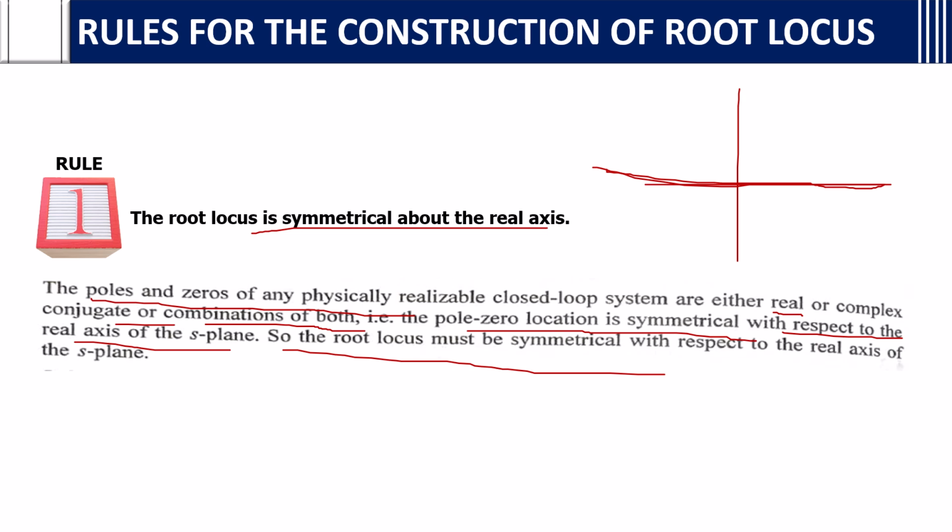What they are telling, the poles and zeros of any closed loop system are either real, or complex conjugate, or both real as well as complex conjugate. It can only be real, it can only be complex conjugate, or it can be both. So the pole zero location is symmetrical with respect to the real axis of the S-plane. So the root locus also will be symmetrical with respect to the real axis of the S-plane. This is the first rule.